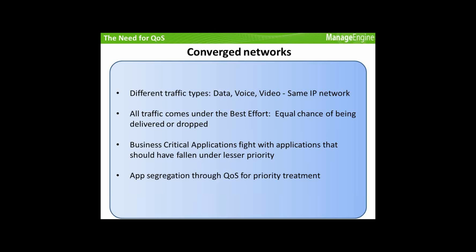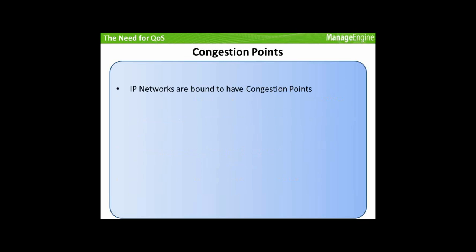QoS gives priority treatment for whatever applications you consider important or need to be delivered. Business critical applications would otherwise have to fight it out with other applications which normally should have been under a lesser priority, maybe scavenger class or just bulk data. So QoS is going to help you segregate your traffic for priority treatment. That is one reason why you need QoS in converged networks.